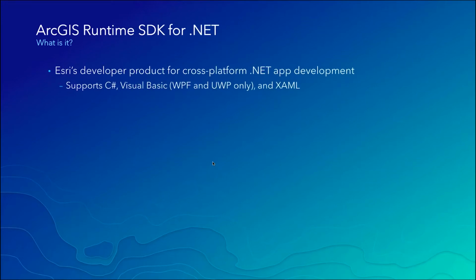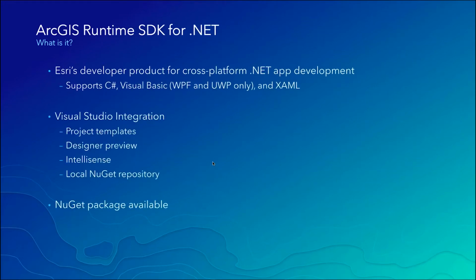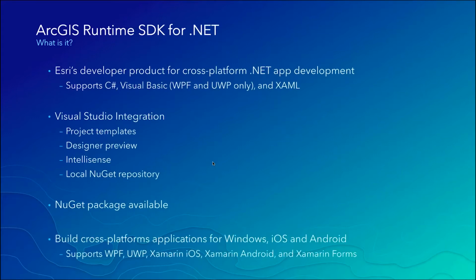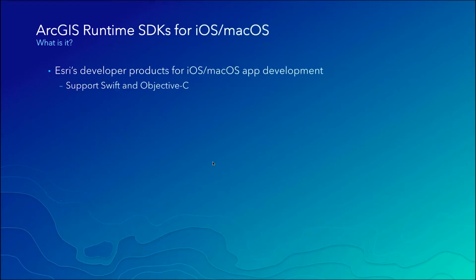So I'll just run through the SDKs very briefly. The .NET SDK supports C#, Visual Basic, and XAML. There's Visual Studio integration, including project templates. Of course, you get IntelliSense, and there's a NuGet repository. There's also a NuGet package available. And with all this, you end up being able to build cross-platform applications for Windows, iOS, and Android. So that includes Xamarin iOS, Xamarin Android, and Xamarin Forms, as well as WPF and UWP.